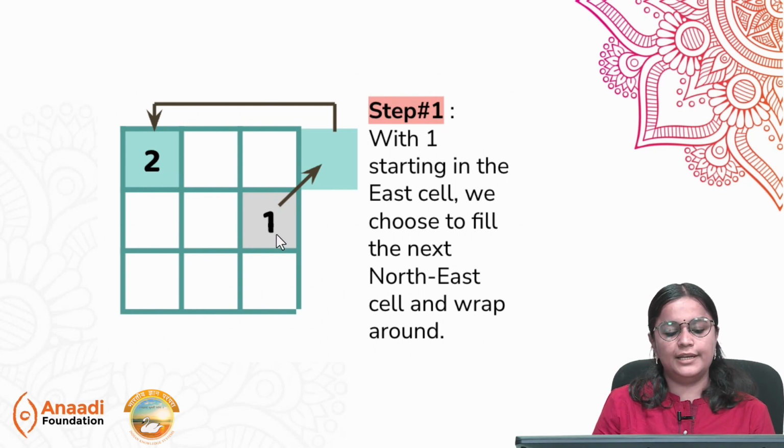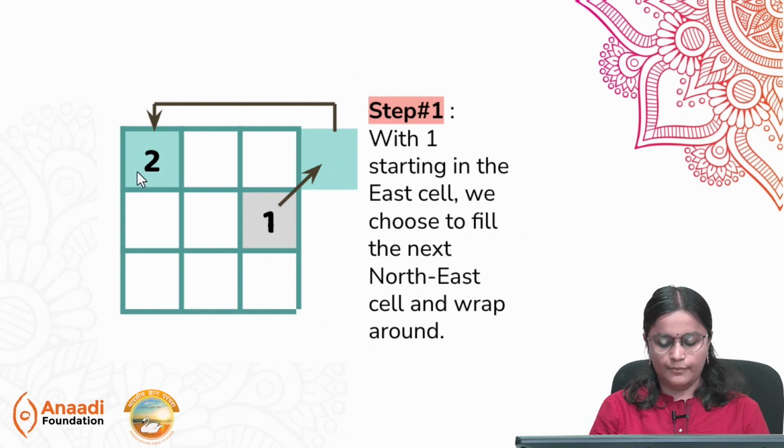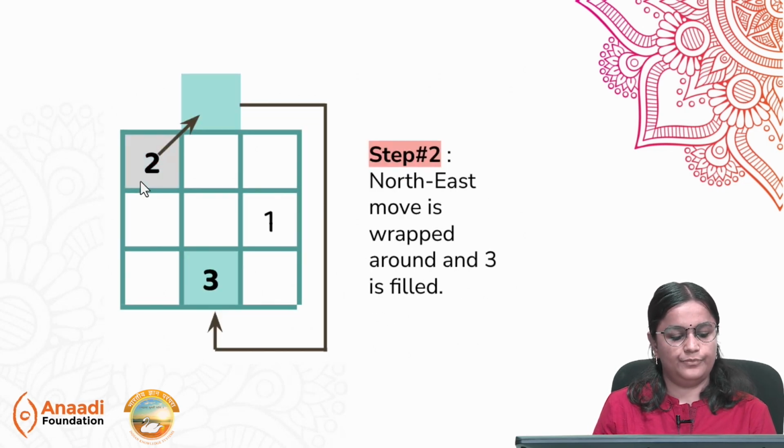We choose to fill the next northeast cell. Now, if you remember, every time we want to fill from the east section, we can go either northeast or we can go southeast. We choose to go northeast in our construction. So, the immediate northeast direction is outside. It gets wrapped around and comes here on the other side. From 2, again our northeast move is wrapped around, comes to the bottom, and that's where we write 3.